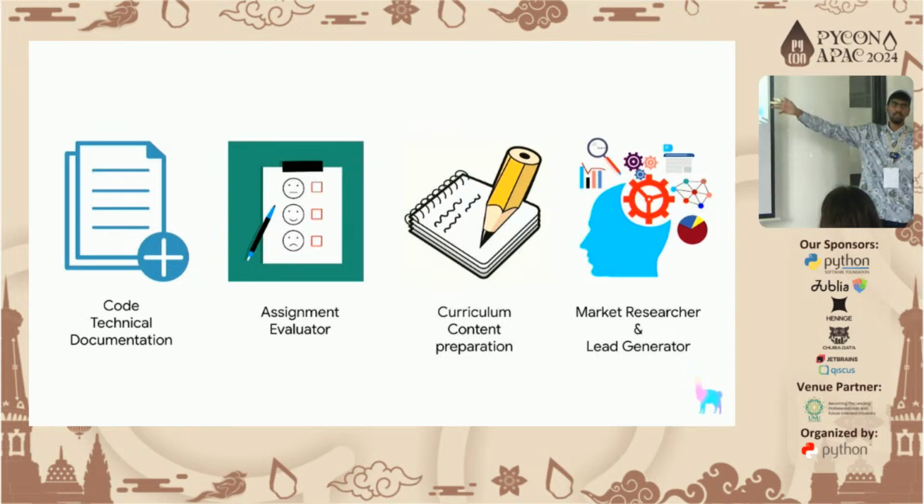Then you have curriculum content preparation. At AI Planet, we also host a few boot camps. Lately, we hosted a boot camp on RAG and agents. In order to prepare the curriculum for that, we used the complete agent to get the content preparation and also the code snippets from GitHub. So for that also, we used an agent.